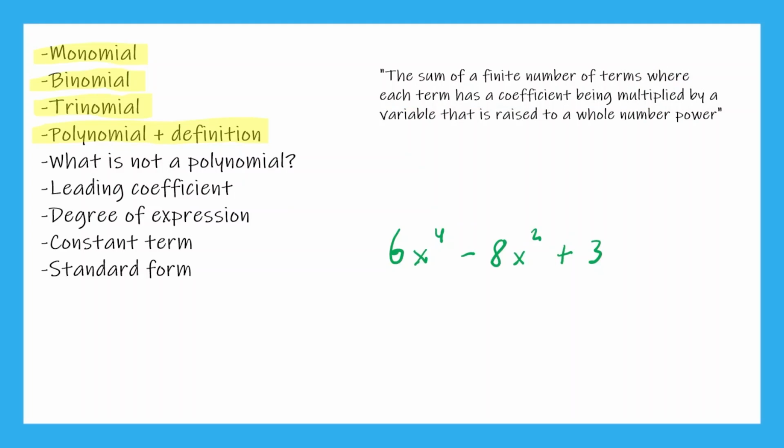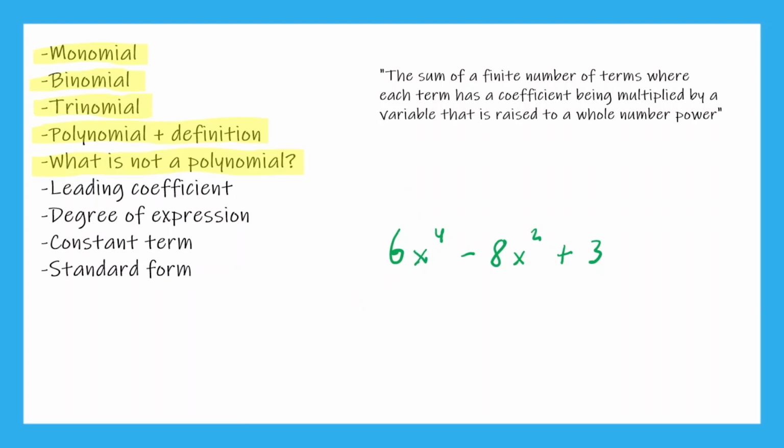And what I'm going to do now is I'm going to highlight this part, what is not a polynomial. We just talked about that. Okay, so we're almost finished. Real quick, let's talk about what is the leading coefficient in this situation. Well, it's the coefficient on the first term in the expression. In this case, the leading coefficient is 6. So we'll draw an arrow like that. There we go. Leading coefficient is 6.